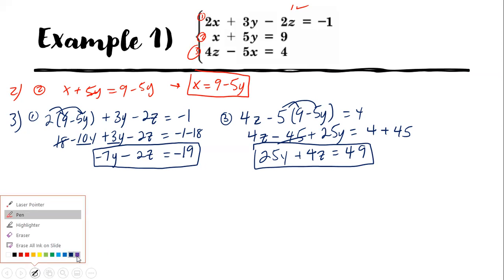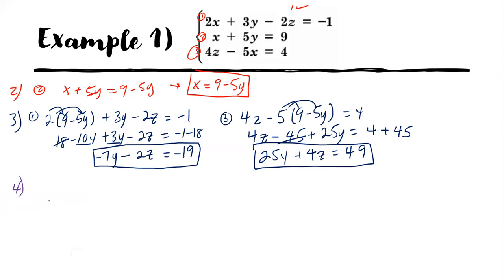Okay, step 4. We're going to solve the two variables either by elimination or substitution. We know we are not using substitution because there isn't a variable with a coefficient of 1, or common factors that will simplify. So we have negative 7y minus 2z equals negative 19, and we have 25y plus 4z equals 49.